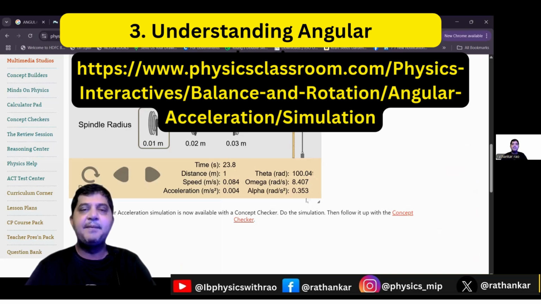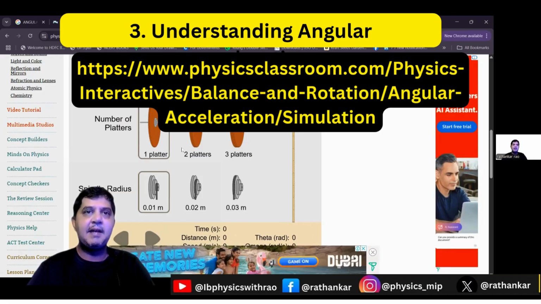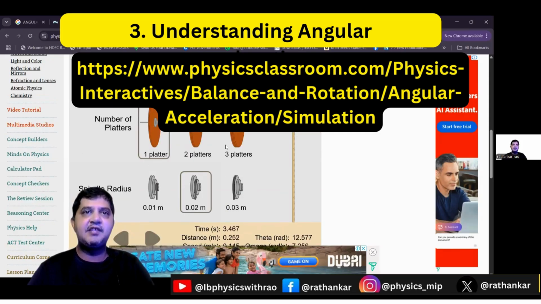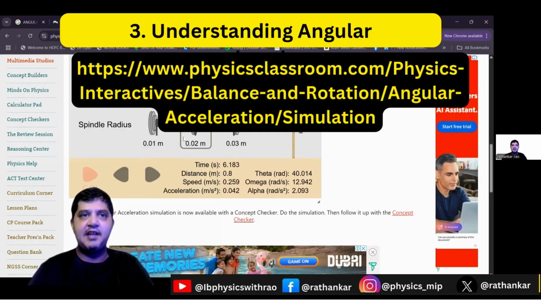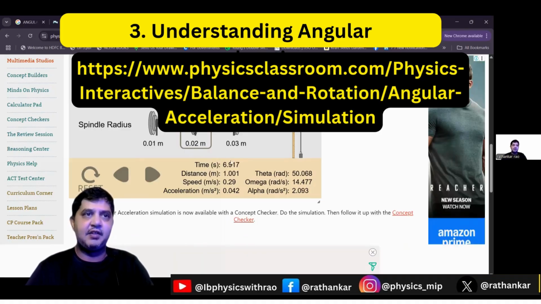Now, let us ask the question: if I change any of these parameters, do any of them change, especially the alpha value? Let me take it as 1 platter, for example. Let me reset this, keep it at 1 platter, and keep the spindle radius at 0.02 meter, and let me click this. The alpha value changed, right? So we do not know for what it changes. Does it change because of the number of platters, or because of the spindle radius? So you should change only one at a time. If you know the math behind it, then it's fine. Else you have to change only one at a time and thereby get an answer.